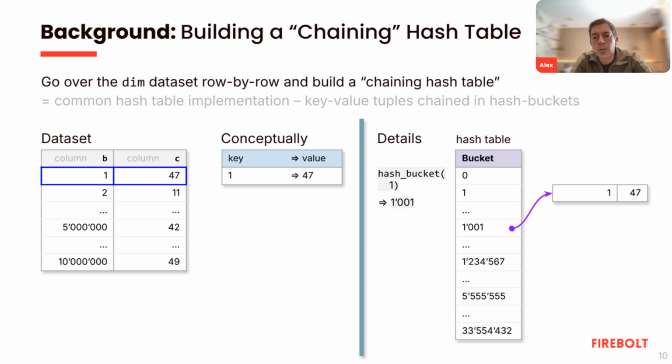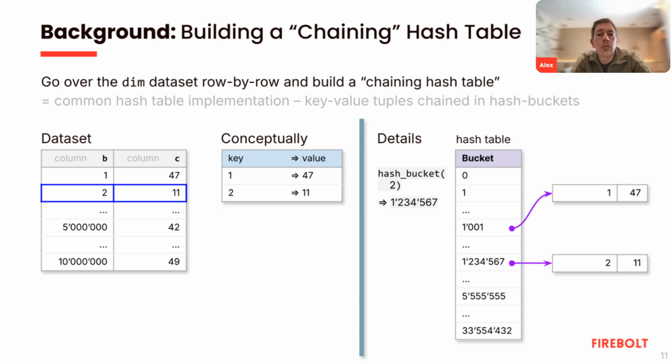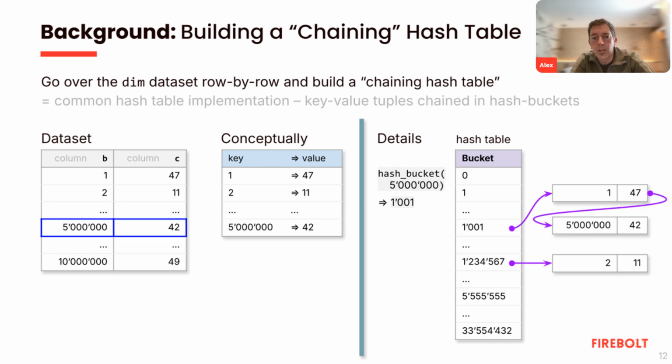Conceptually, how do we do that in more detail? We compute a so-called hash bucket, and for the value 1, this would be hash bucket 1001, and into this bucket, we add the tuple 1, 47. Then we continue to the second row. Here we want to map key 2 to value 11. So we compute the hash bucket. That would be the new bucket that you see below, and we add the tuple 2, 11 to that bucket, and so on.